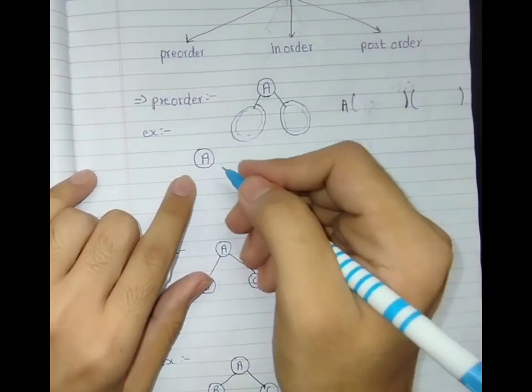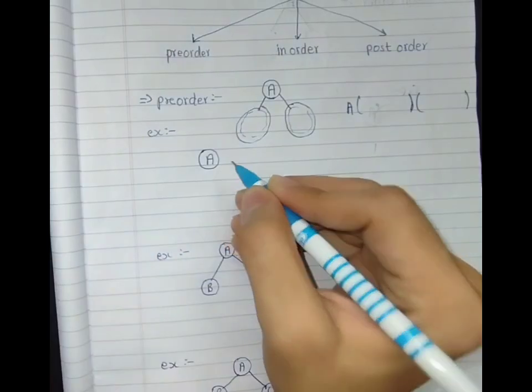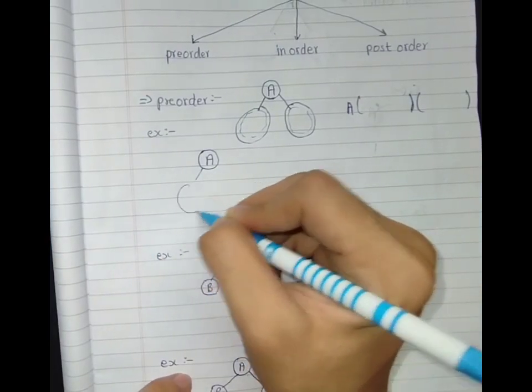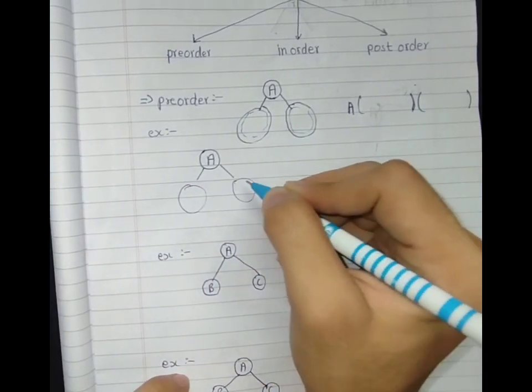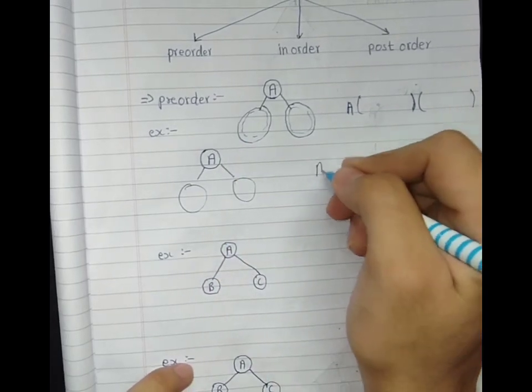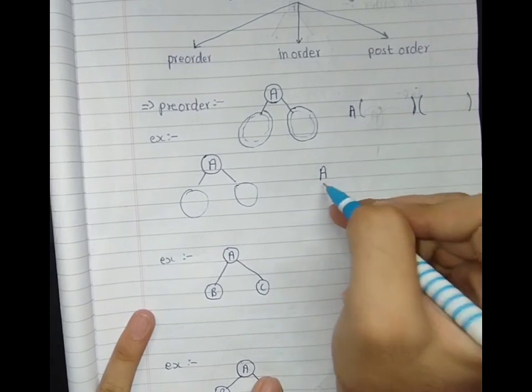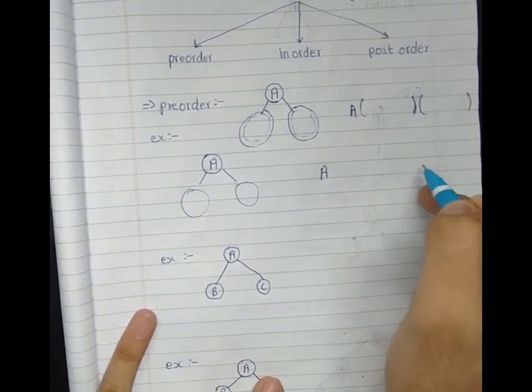The first example is a simple one, which is only a single node. In a single node we don't have any left branch and right branch, so there will only be the root node. First we write down the root node, as this is pre-order traversal, so the root node is written first, then the left branch, then the right branch.